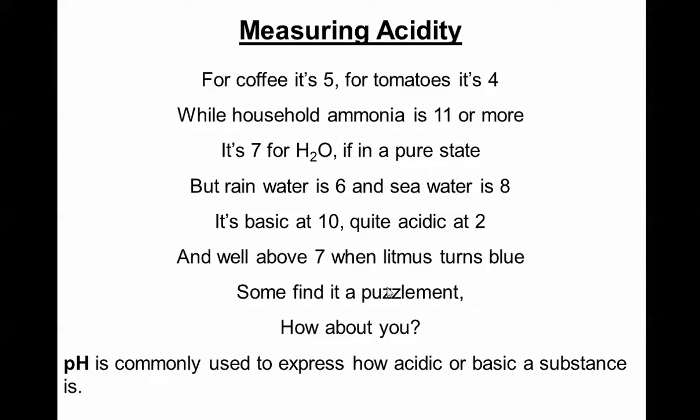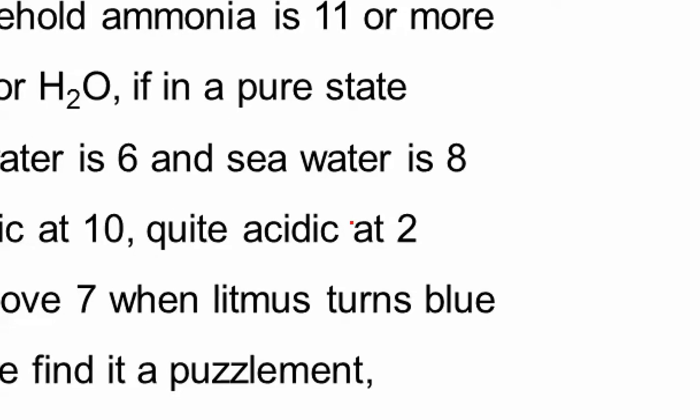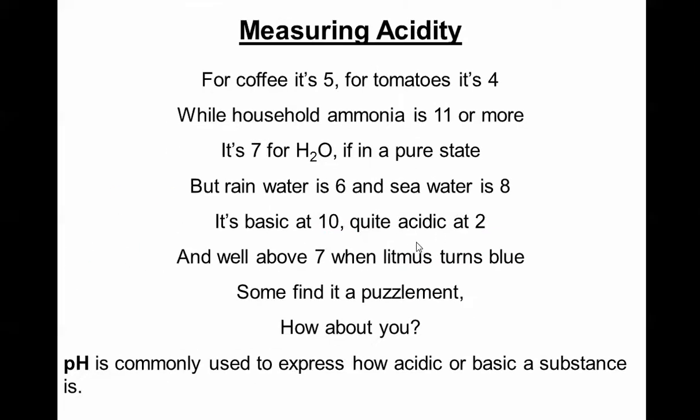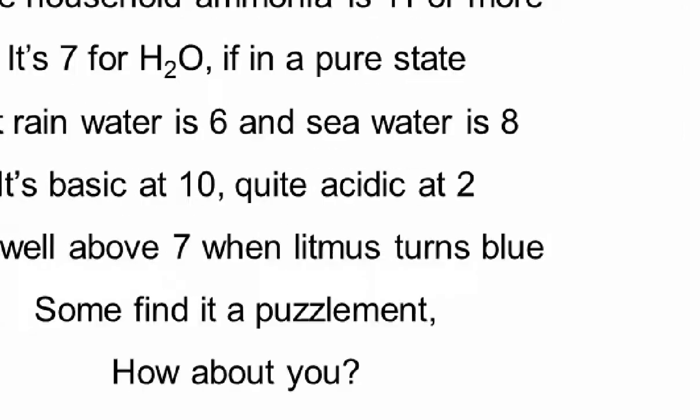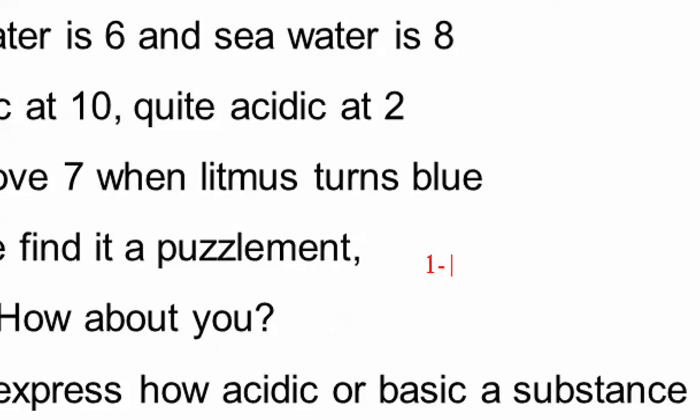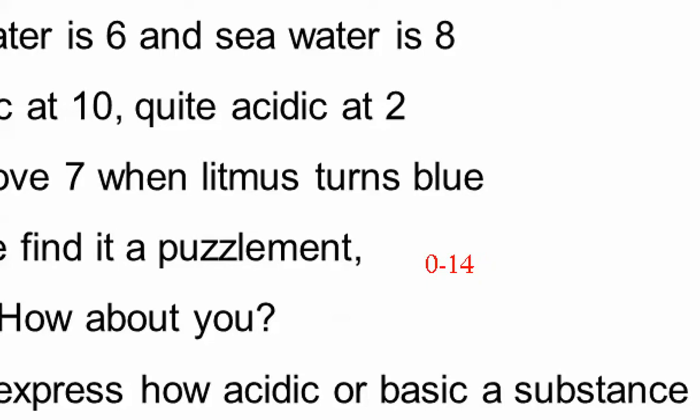Okay, so again, remember that you can tell from this poem that it's quite acidic at 2. So the lower the number, the more acidic it is. And so it's basic at 10. The higher the number, the more basic it is. Just as a reminder, the pH scale goes from 1 to 14. Oh, sorry, it doesn't. It goes from 0 to 14, actually. So the most acidic thing something could be is 0, and the most basic something could be is 14. Okay, and we're about to learn why, actually.